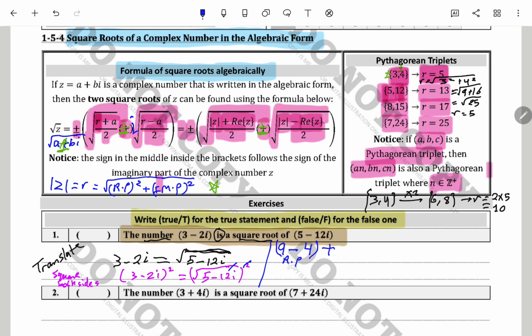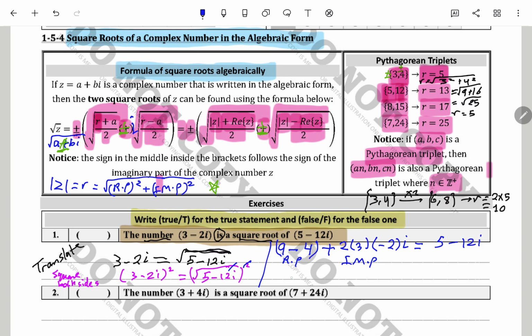Then plus, always between the real and the imaginary part, you can write 2 times the real part, which is 3, times the imaginary part. Take care about its negative, if it has, and then the i. This is how to expand the left side, which is the perfect square rule, equals 5 minus 12i. Now if we prove that the left side is equal to the right side, that means the statement is true.